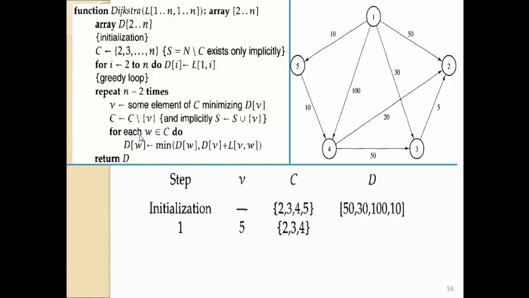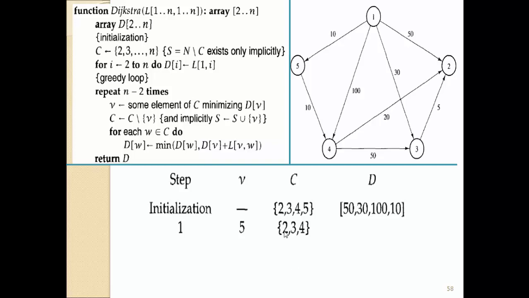Then for each W belonging to C, it means W is equal to 2, W is equal to 3, W is equal to 4. This loop will be executed depending on the number of elements available inside C. Here 3 elements, 2, 3 and 4, are available, so this loop will be executed 3 times. When W is equal to 2, at that time the loop will be executed; W is equal to 3, the loop will be executed; W is equal to 4, the loop will be executed.